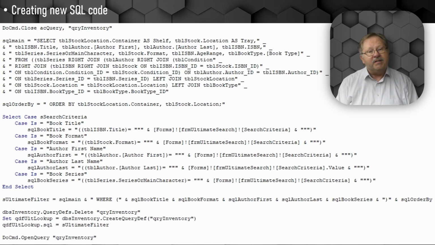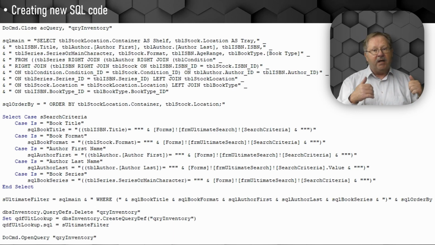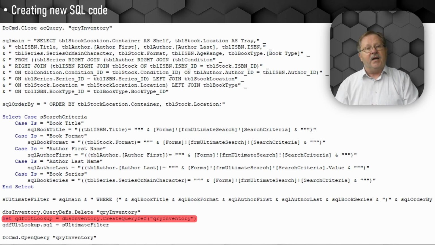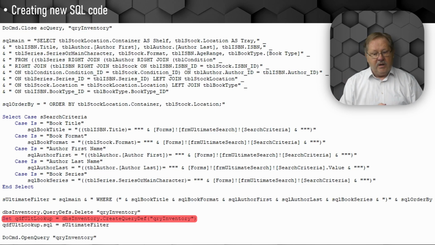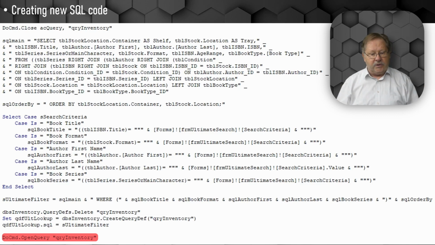So as we go, we take that SQL code at the very end and delete the previous SQL code in the query QRY inventory, and then we take the QDF ULT lookup and assign to that the query definition that we created. We create the query definition and assign it for QRY inventory. So we rebuild that query definition, and then we assign the SQL in SQL S ultimate filter to the QDF ULT lookup dot SQL. That pushes the SQL into our newly created query definition called QRY inventory. And then we go ahead and reopen that query that we closed earlier, QRY inventory. And by doing that, it presents it to the user.